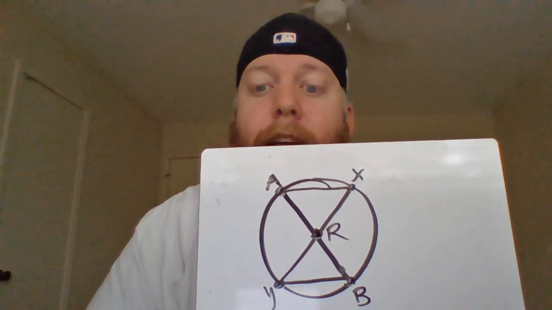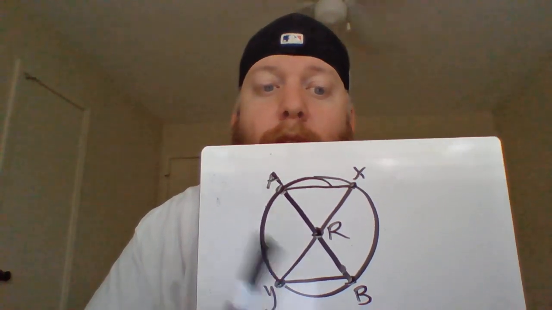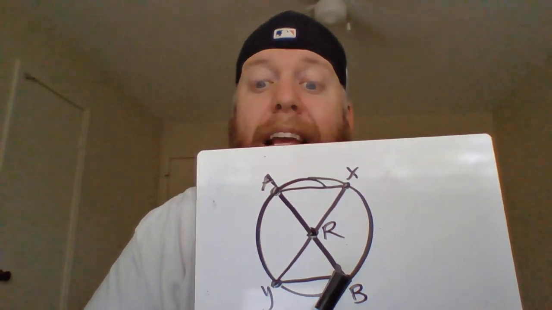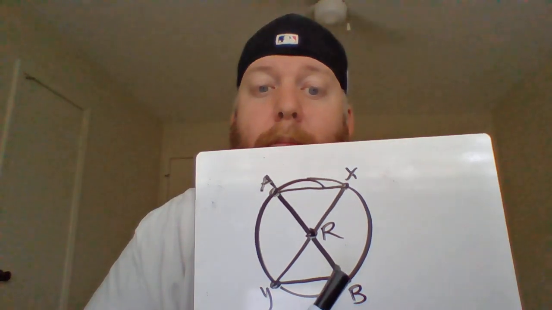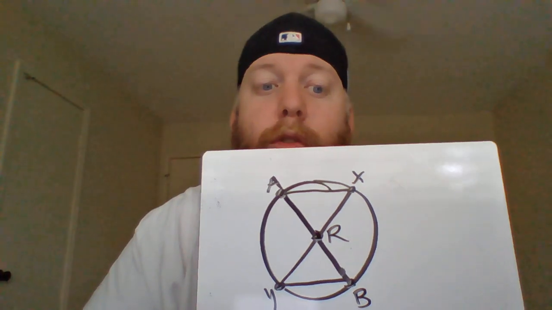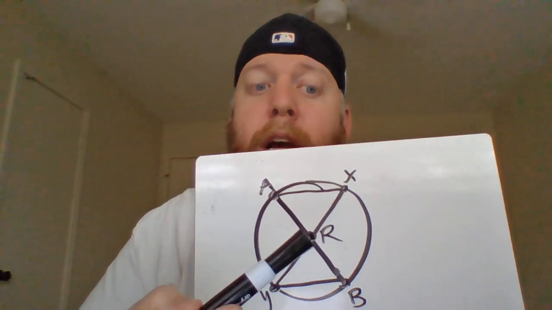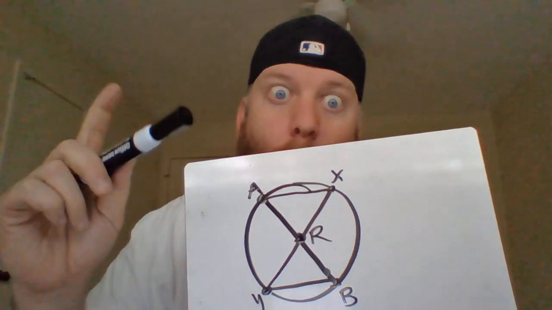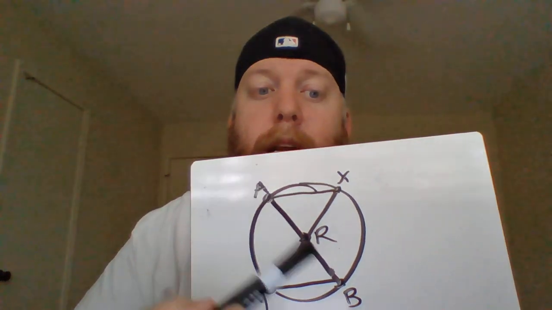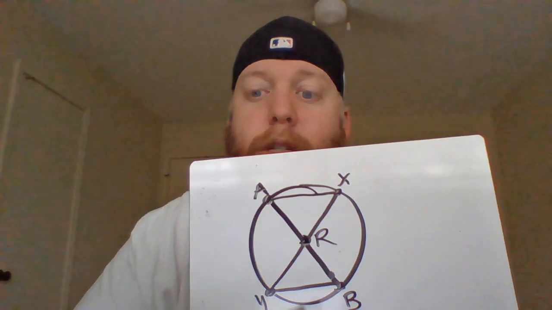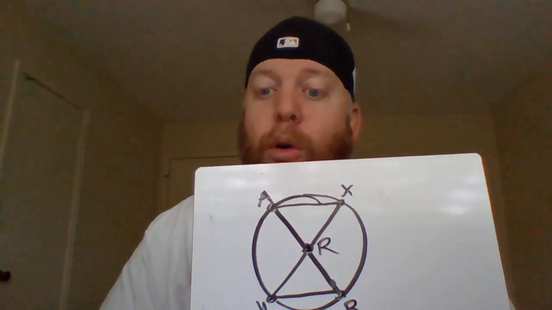Number 7 says, is line segment AB congruent to line segment XY? And the answer is yes, because they're both diameters. They both go from an outside edge through the midpoint to another outside edge. That is the longest chord you can have, right? So our diameters must be equal to each other. So is line segment AB congruent to line segment XY? Yes. They are both diameters.